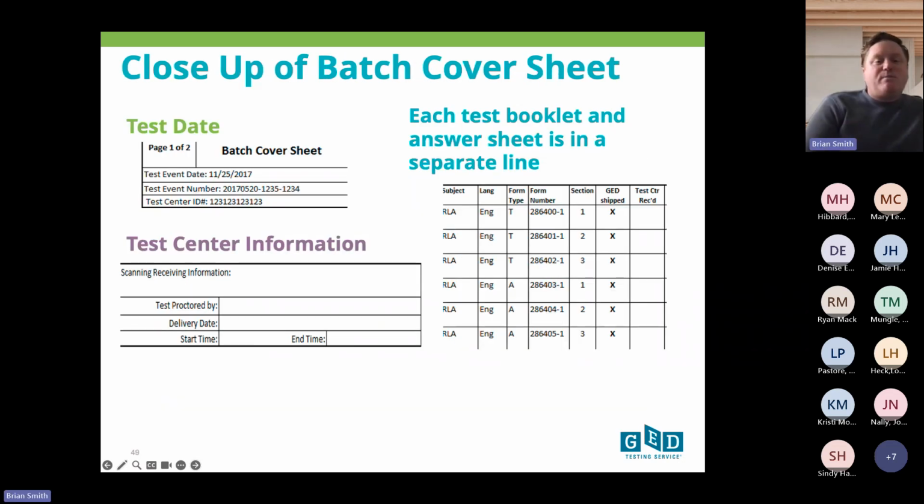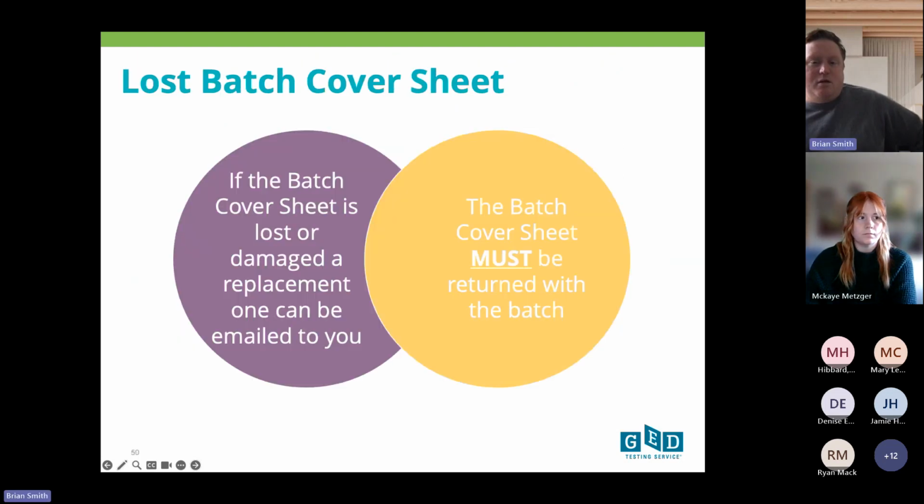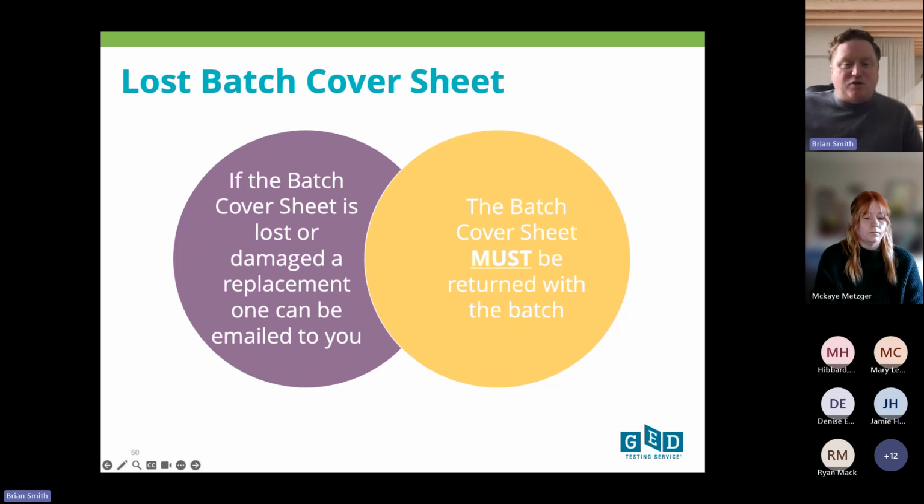You'll see this is a close-up of the batch cover sheet. So again, just the information I went over previously. If the batch cover sheet is lost or damaged, a replacement one can be emailed to you. The batch cover sheet must be returned with the batch. So make sure you're returning that with the batch. And if you need an extra one, you would need to email operations.